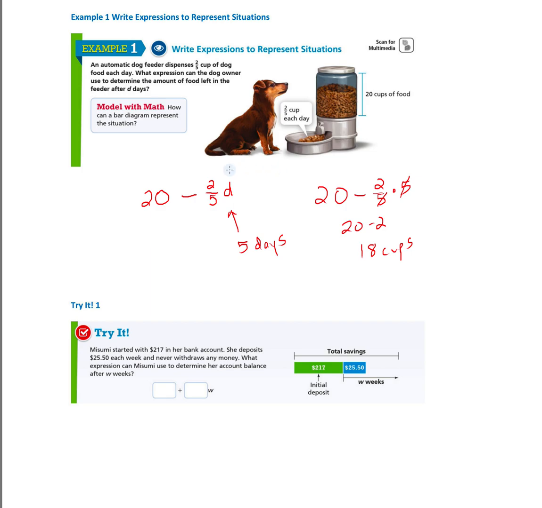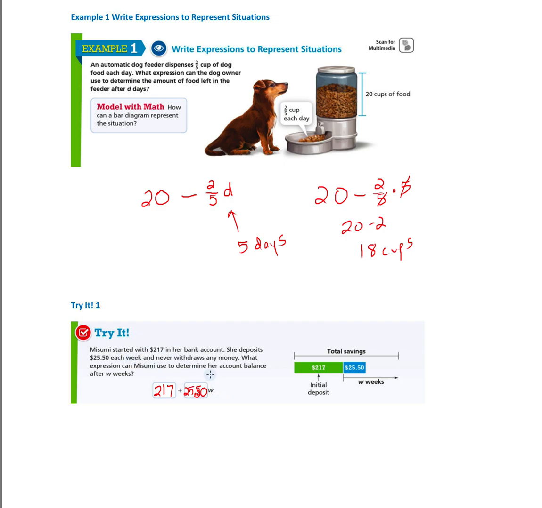In the dog food problem, it was taking it out. Here, we are putting it in, so that's why there's an adding right there. So it's going to be $217 plus $25.50 each week. So it's going to be 217 plus 25.50 times w, because it's not just 25.50, it's 25.50 each week.